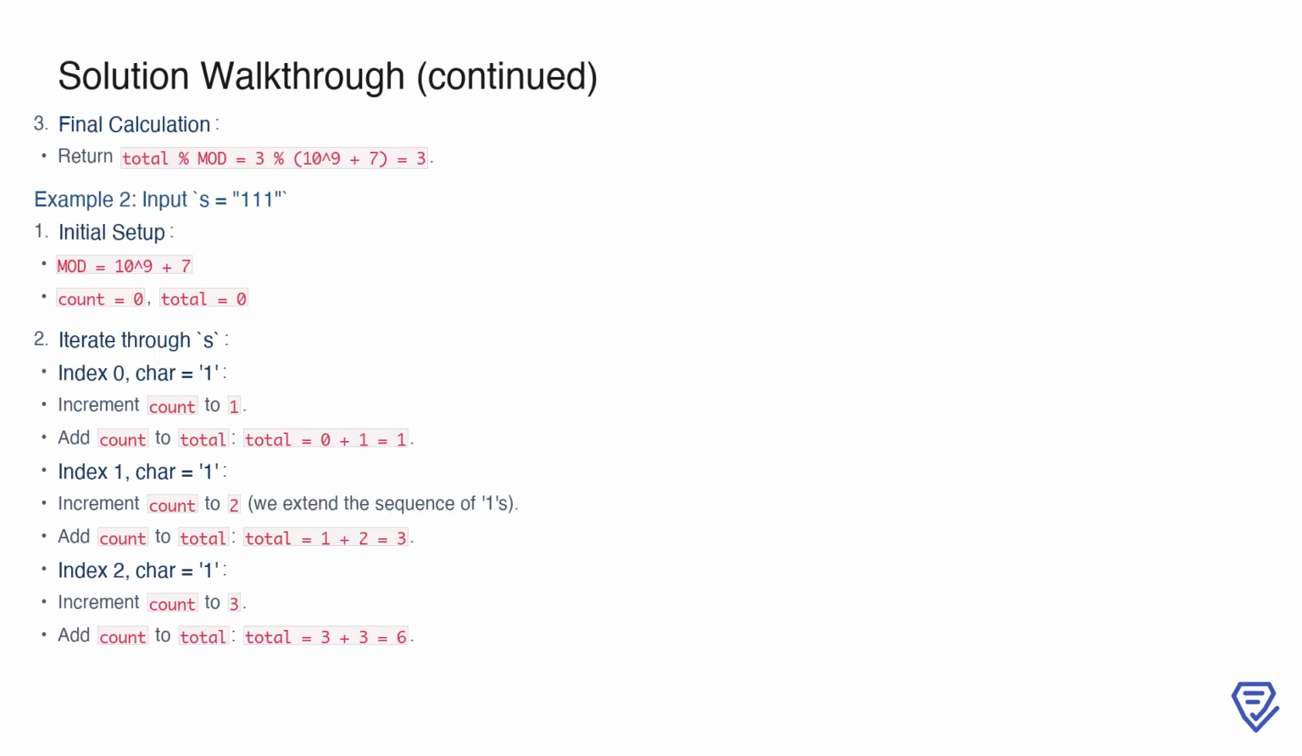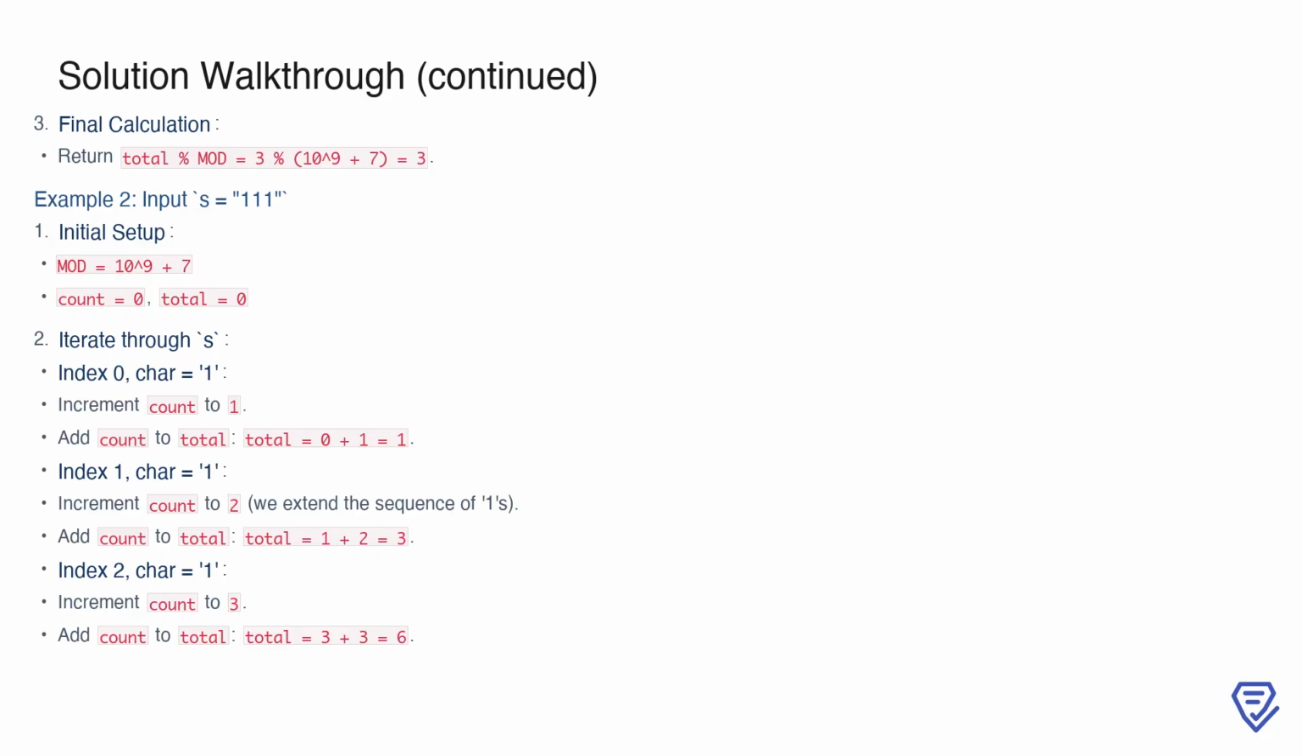After iterating through the string, the final calculation involves taking the total modulo mod. In this case, total is 3, so the result is 3 % (10 to the power of 9 plus 7), which equals 3. Now, consider a second example where the input string is s equals 111. Again, we initialize mod as 10 to the power of 9 plus 7, with count and total both set to 0. At index 0, the character is 1, so we increment count to 1 and add it to total, making total equal to 1.